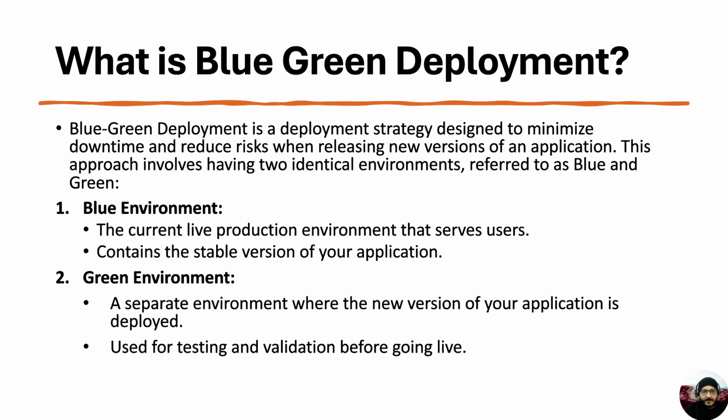A blue-green deployment is a deployment strategy designed to minimize downtime and reduce risk when releasing a new version of an application. Basically, in the blue-green deployment model, we have two servers. One is called the blue environment or blue server, and the other we call the green environment or green server. The blue environment is the live production environment where the users are, and it contains a stable version of your application. We treat the green environment as a duplicate of the blue environment.